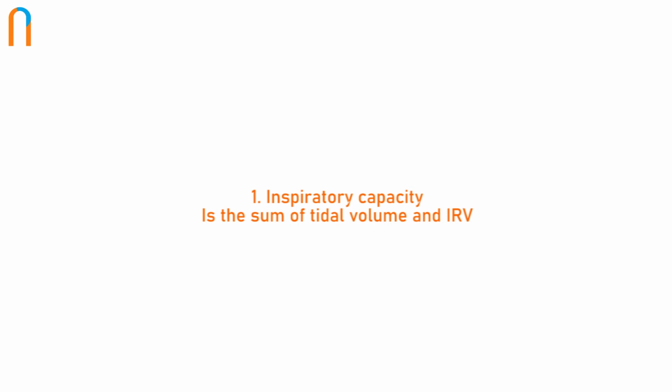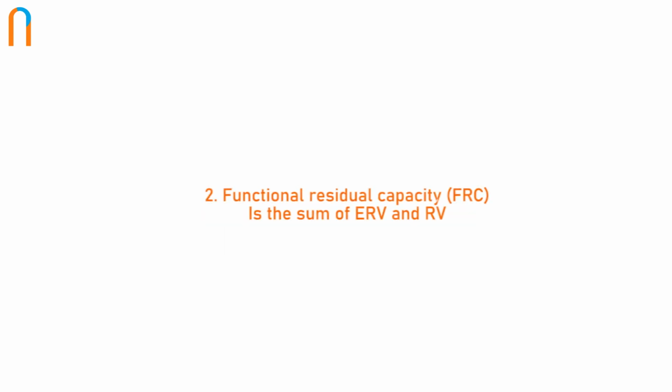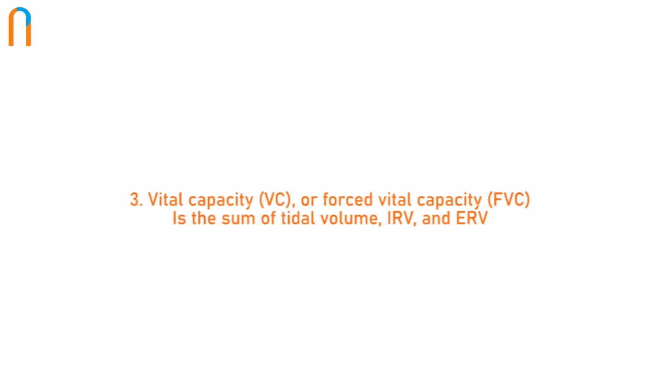Lung capacities. Inspiratory capacity is the sum of tidal volume and inspiratory reserve volume. Functional residual capacity is the sum of expiratory reserve volume and residual volume. Vital capacity, or forced vital capacity, is the sum of tidal volume, inspiratory reserve volume, and expiratory reserve volume. It is the volume of air that can be forcibly expired after a maximal inspiration.